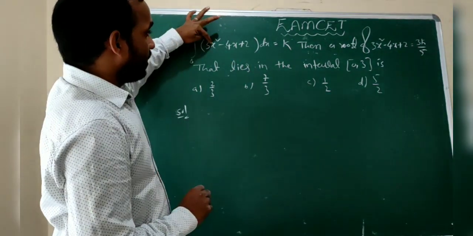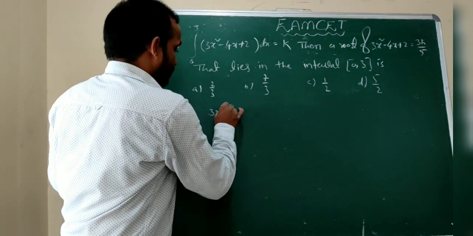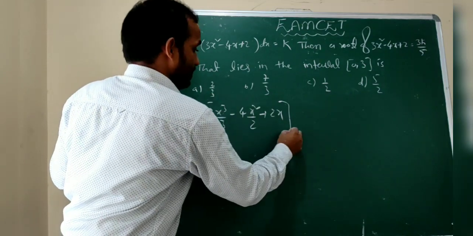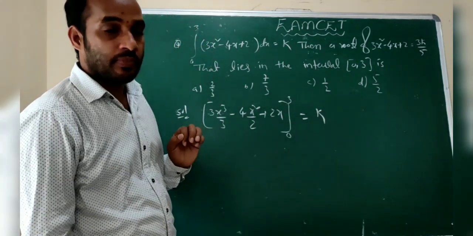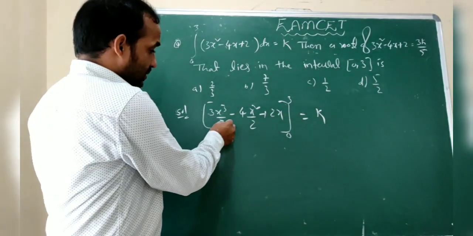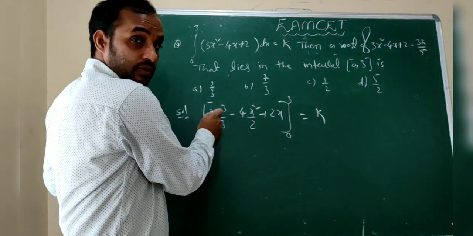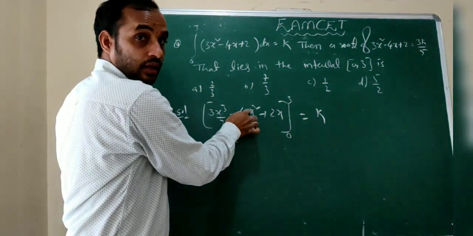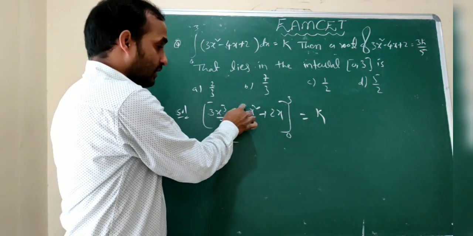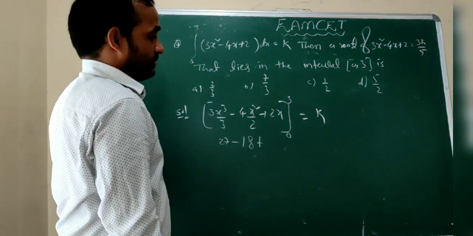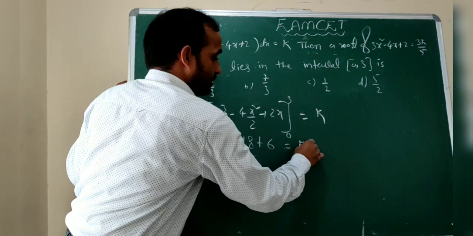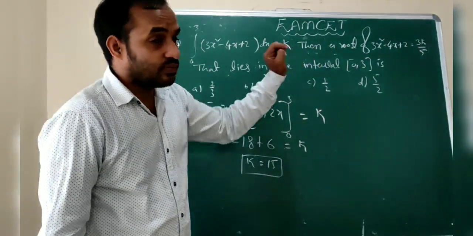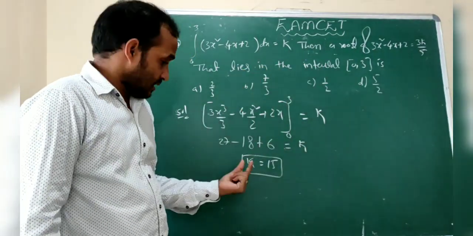Solution: here integrating 3x square means 3x to the power of 3 by 3 minus 4x square by 2 plus 2x, from limits 0 to 3 is equal to k. Substituting the upper limit minus lower limit, 3 cancel, 3 power 3 that means 27, minus 2 cancel out, 3 square means 9 into 2 is 18, plus 2 into 3 is 6, is equal to k. So that means k is equal to 15. No need, we are asking for that k value. So k is equal to 15.